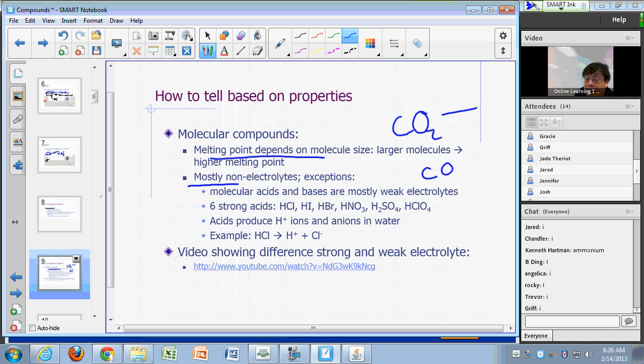They are mostly non-electrolytes. As I've shown you earlier, C12H22O11, that's sucrose. You put that in water, it's a non-electrolyte. It doesn't give you a solution that conducts electricity. There are some exceptions, though.